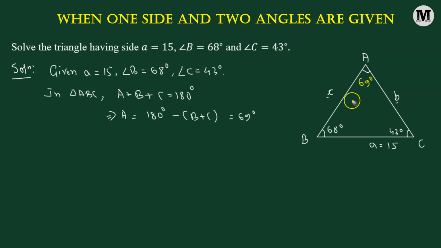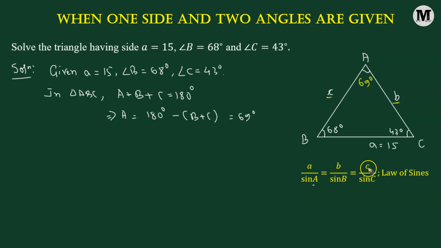Okay, now the next task will be to find the values of the sides B and C. For this, we are going to take the help of the law of sines. The law of sines states that the ratio of the side A to the sine of the angle opposite to it, which is angle A in our case, is equal to the ratio of the side B to the sine of the angle B, which equals the ratio of the third side C to the sine of the angle opposite to that side.